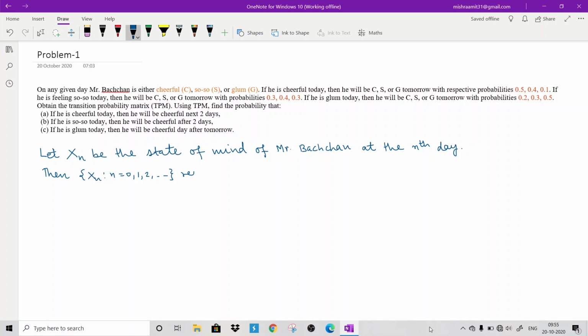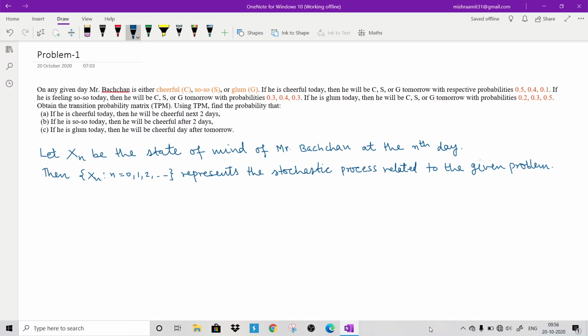This represents the stochastic process related to the given problem. So here n equals 0, that means X0, represents the state of mind today. So n equals 0 represents today. Okay. n equals 1 represents tomorrow. n equals 2 represents day after tomorrow and so on.